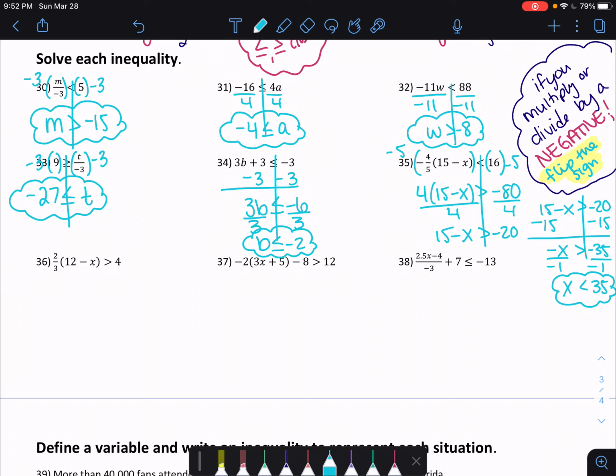So in my first step up here it flipped. And then in my last step down here, when I divided by -1, it flipped back. So you do have to flip it every time you multiply or divide by a negative.